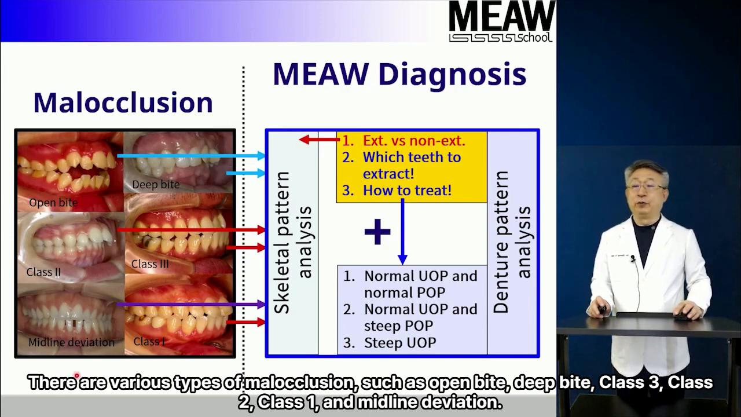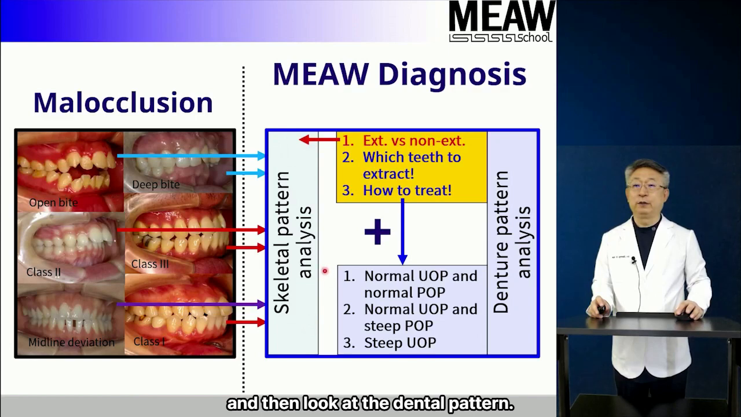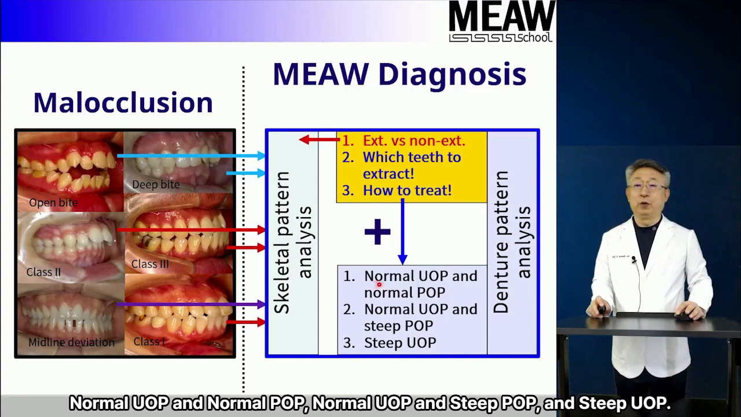There are various types of malocclusion, such as open bite, deep bite, Class 3, Class 2, Class 1, and midline deviation. We must see the patient's skeletal pattern first, not the malocclusion itself, and then look at the dental pattern. At this time, the occlusal plane is largely considered to be three types: normal UOP and normal POP, normal UOP and steep POP, and steep UOP.